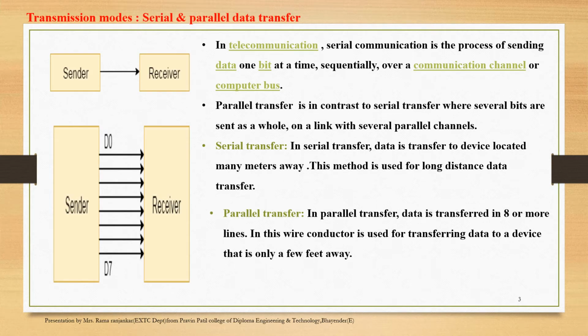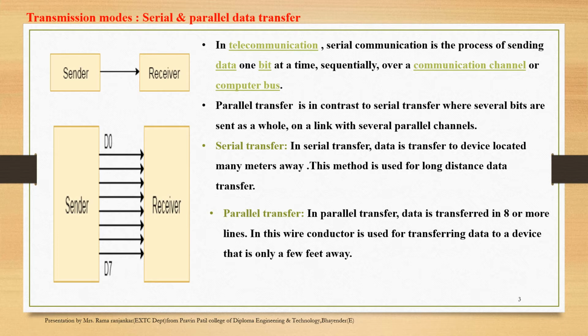Now the first is transmission modes. Here I am going to explain serial and parallel transfer mode. In telecommunication, serial communication is the process of sending data one bit at a time, sequentially, over a communication channel or computer bus. In serial transfer, data is transferred to a device located many meters away. So this method is used for long distance data transfer.